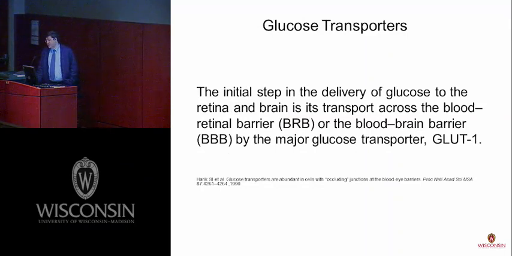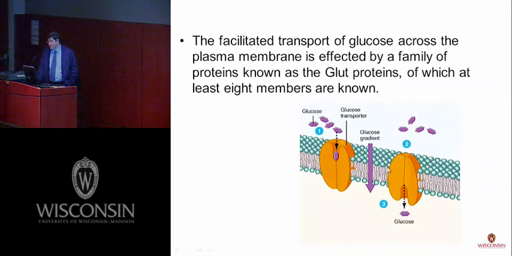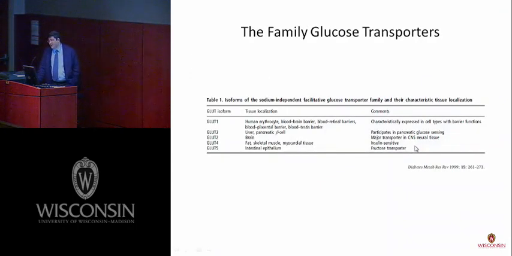So we should know a little bit about the glucose transporter. The first step in the delivery of glucose to the brain and the retina is transport of glucose through the barrier. And the major transporter is the GLUT1 transporter. This transporter is a special kind of protein located in the cell membrane, and it transfers glucose into the cells, and some transporters move it out of the cell. We have different forms of the transporter, but the most important transporter in cells with barrier function is GLUT1.